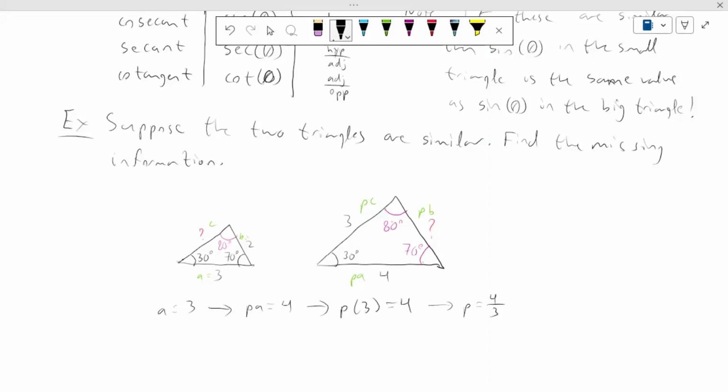If we're all good with that, now we know what P is. That's actually really important. Here I know that B is equal to 2, so P times B, which is this side length over here, will be equal to 4/3 times 2, which is 8/3. So this side length over here is 8/3. I'll get rid of this question mark and put that in purple. This is 8/3 now.